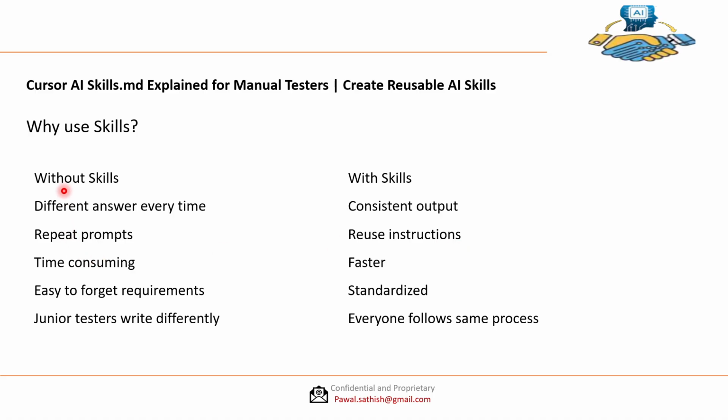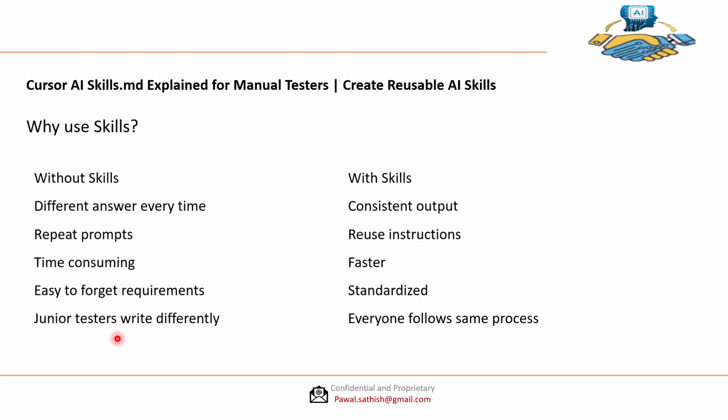Without the skill, it's time consuming because every time we need to remember the prompt and give the prompt, then again we need to re-verify the output. If the output is not correct, then again we need to revisit the prompt and change it. It's time consuming, whereas with skill it's much faster. Also, without the skill it's easy to forget the requirements, and with skill it's standardized.